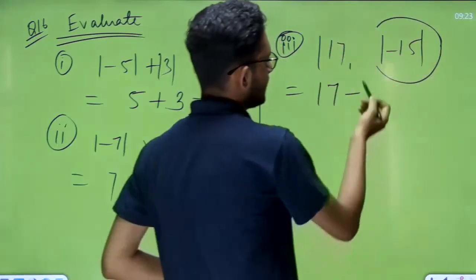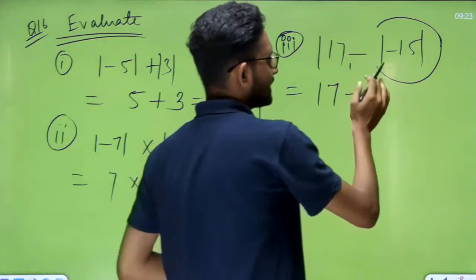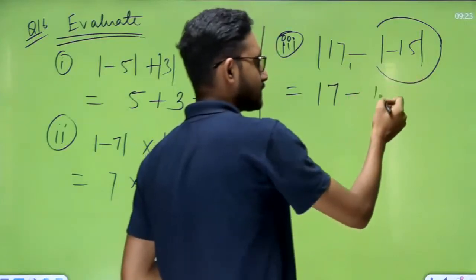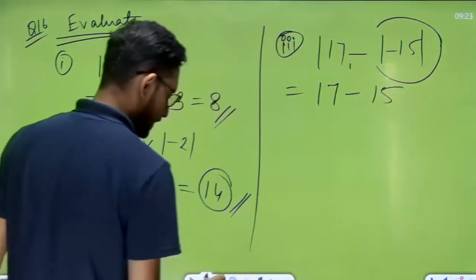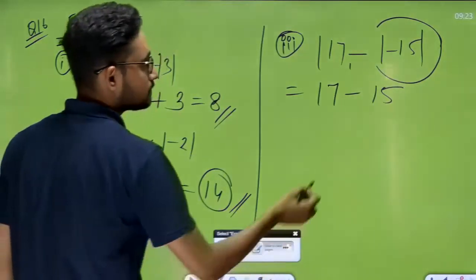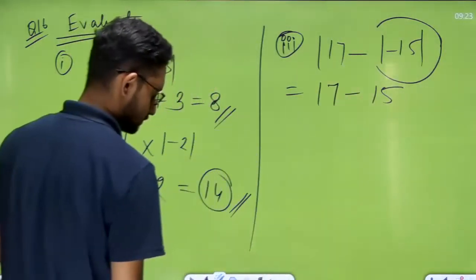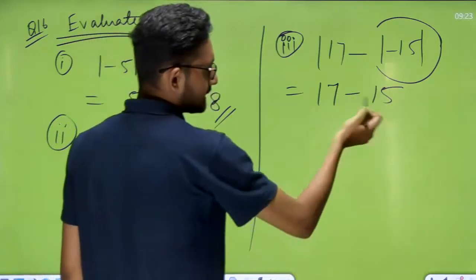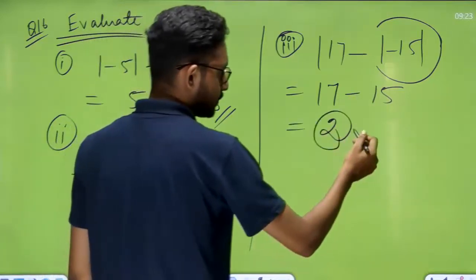What is the value of mod minus 15? Okay. What is the value of mod minus 15? That is 15 only. So we can say the answer will be 17 minus 15, that is 2.